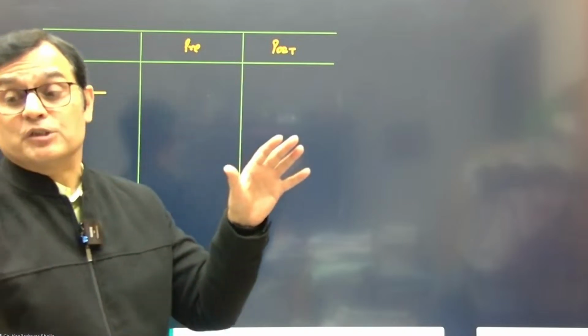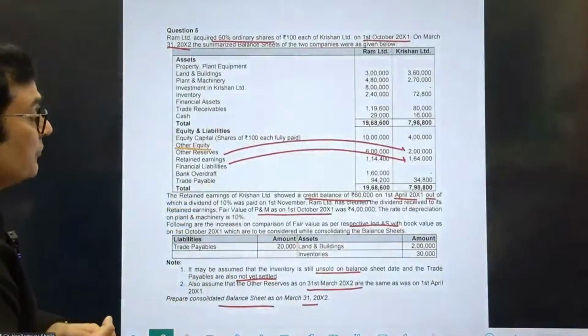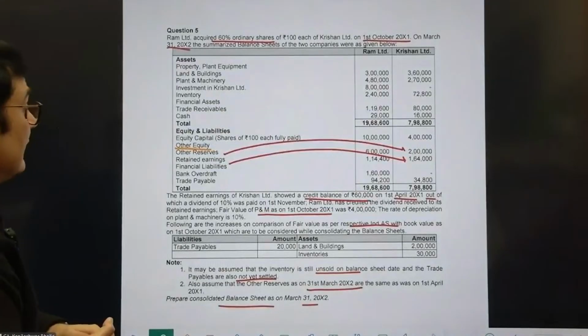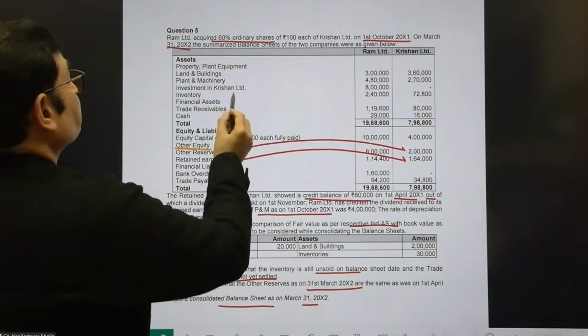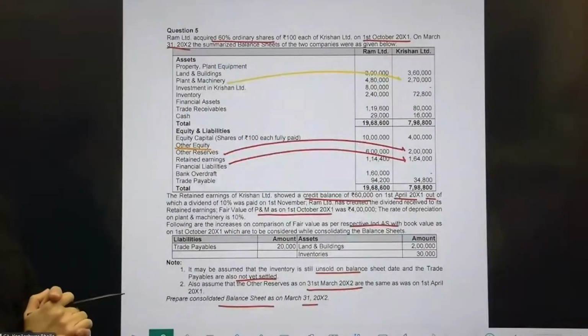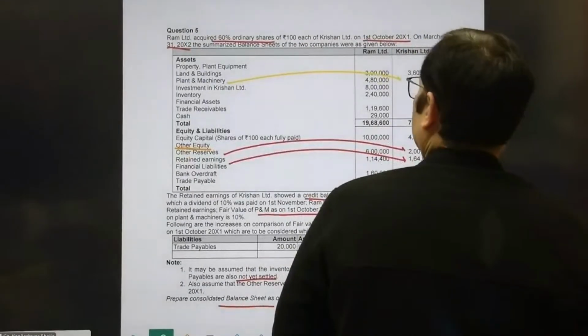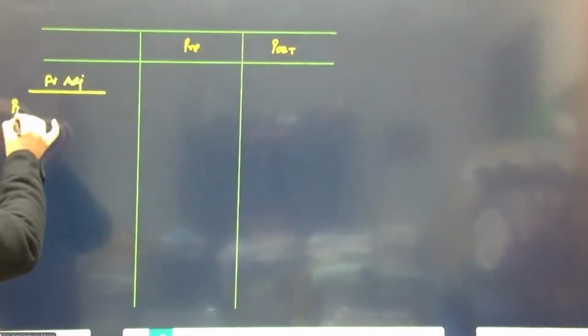So once you're going to consider the fair value adjustments, what is again the focus point to be taken care of? Can I say again, I need to consider the time scale for the fair value adjustments. So let's see the fair value adjustments. I'm given the fair value of the plant and machinery on 1st October is 4 lakh and the depreciation rate is 10%. Your plant and machinery is appearing in the balance sheet at 270. So let's go back on the time scale.